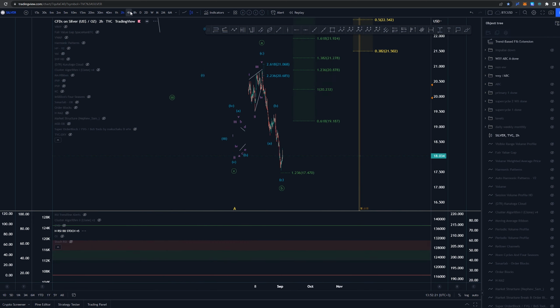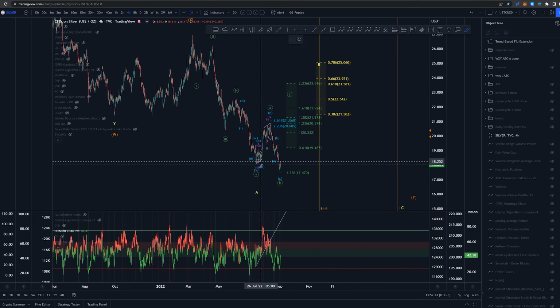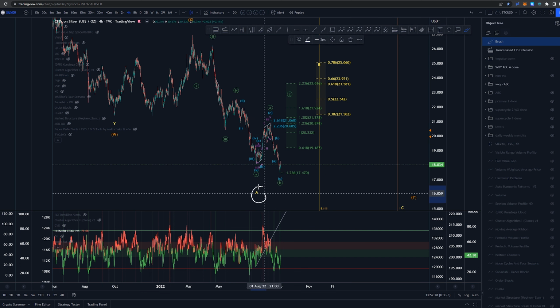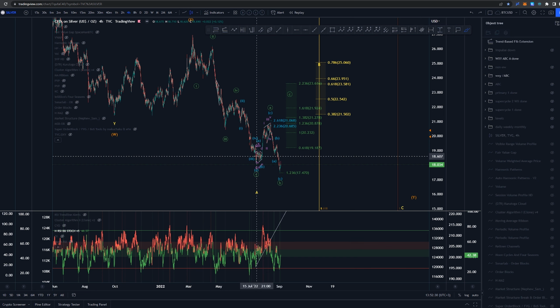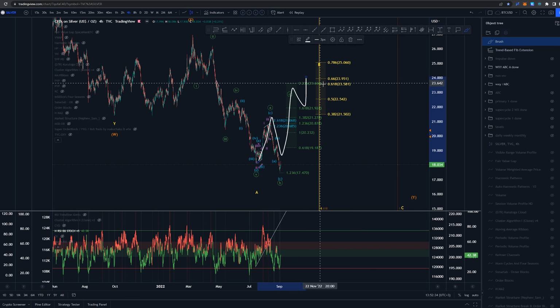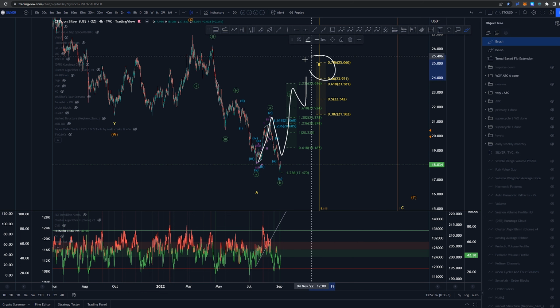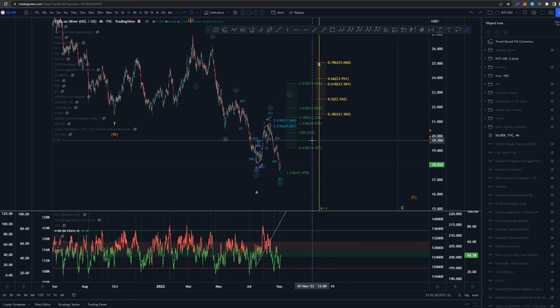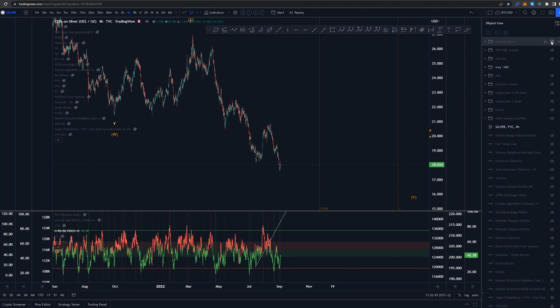Now the overall picture here does not change, even though we did break this low. We were expecting this to be a 5-wave structure to that wave A, or at least I was looking for this to be something more impulsive, and this B wave would have been taking quite a bit longer. But obviously the market had some other ideas about this, so it didn't work out.